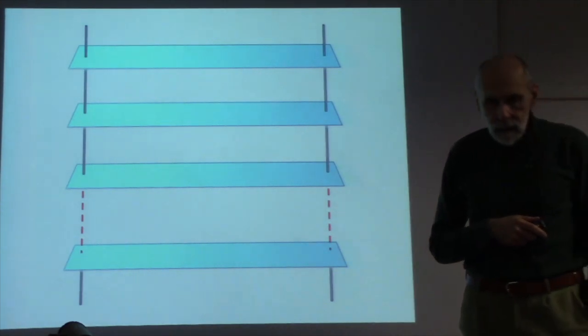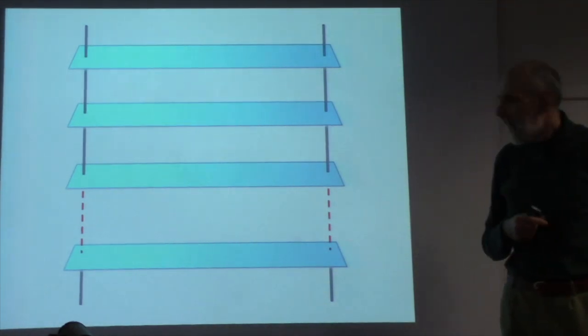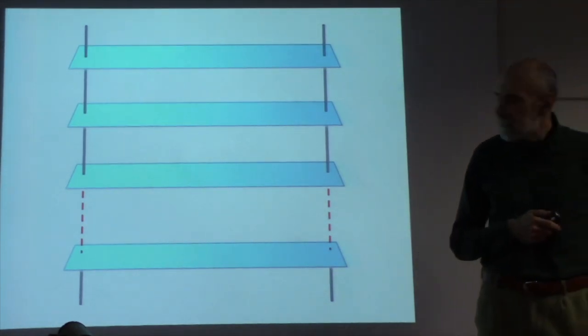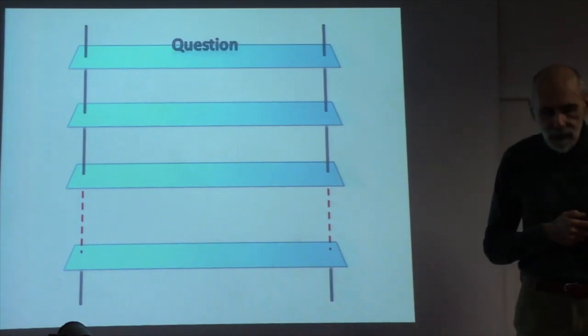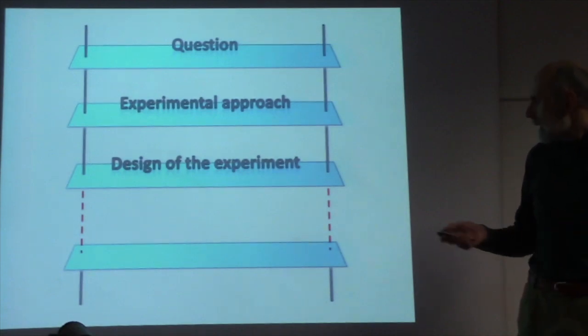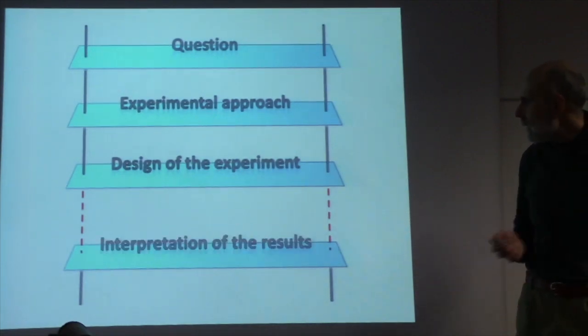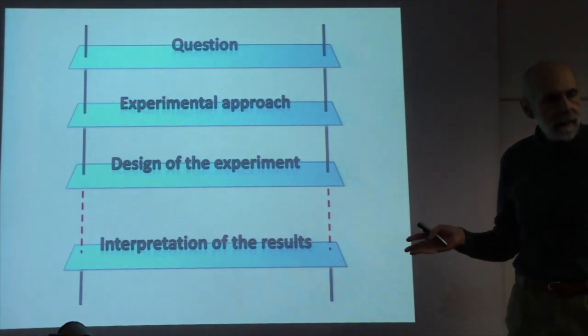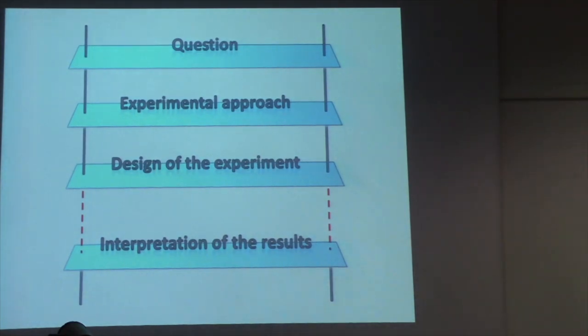Now, we start with the project, and the usual 4 levels. We have the question, the experimental approach, the design of the experiment, then of course the experiments are carried out, and finally we have to interpret the results. The usual process.